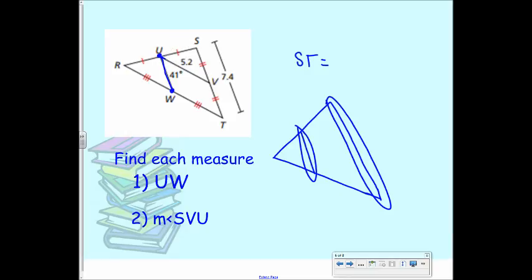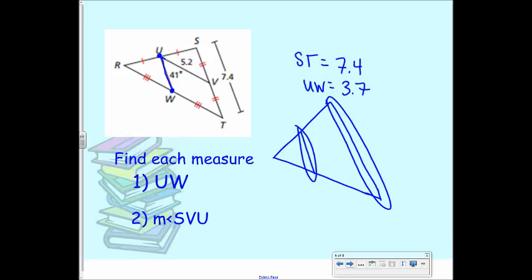Okay, so if ST is equal to 7.4, how could I find UW? Divided by 2. And that would give you what? 3.7. How would you find the measure of SVU?